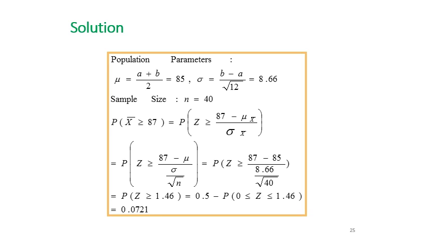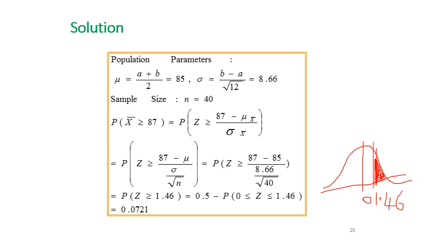So if I try to graph this problem, this is the standard normal curve. This is the value 0, the mean of the standard normal curve. Now the value 1.46 is on the positive side of the curve. The required area is the area to the right of 1.46, so this is the area I need. Okay, the area to the right of 1.46.